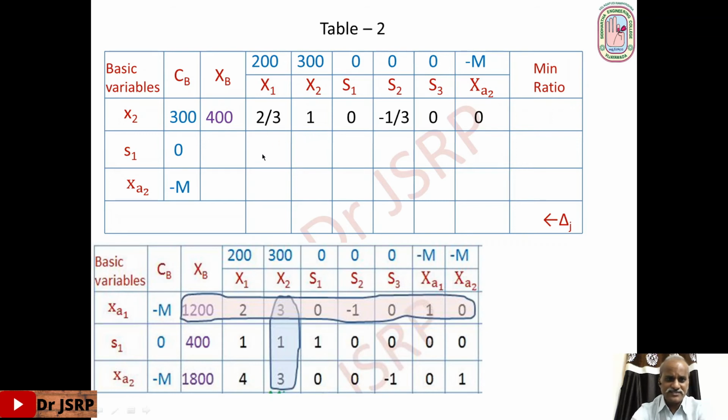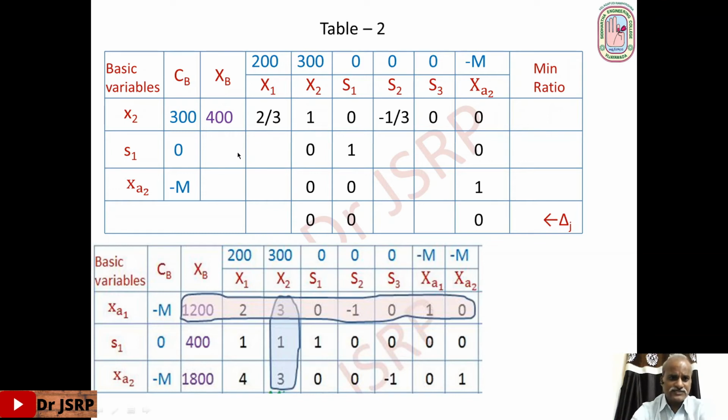Next, the second step is to fill the basic variable columns with the unit matrix. x2 in first place, x2 column. First place 1, remaining zeros. s1 second place, s1 column. Second place 1, remaining zeros. So for basic variables, delta j value is always 0. xa2 third place, xa2 column. Third place 1, remaining zeros. So more than half of the table is completed. How do you calculate the remaining values?